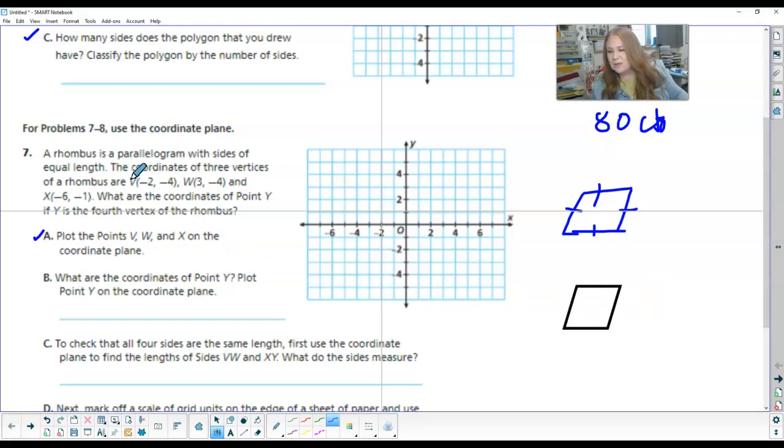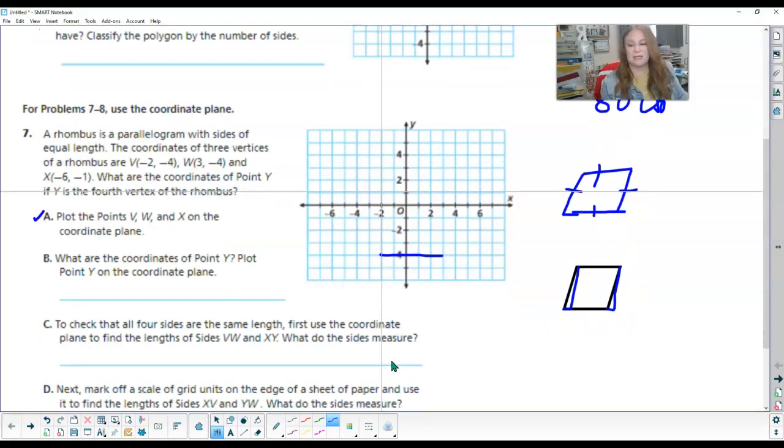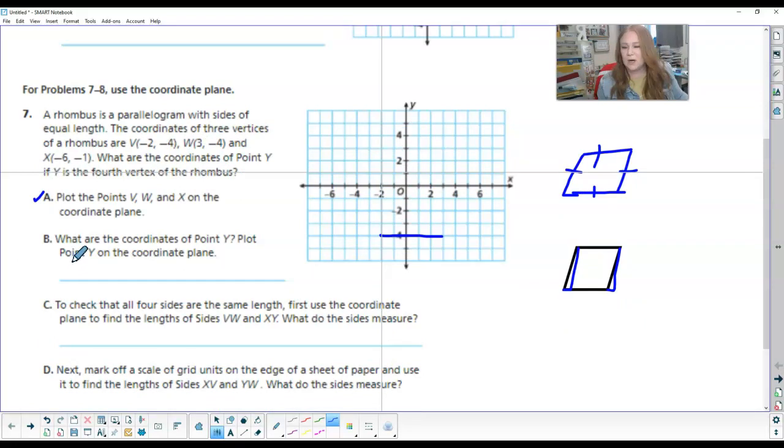So I'll help you get started. So V and W, -2, -4, and then 3, -4. So I can see that these are 1, 2, 3, 4, 5 apart. So that means that these should be 5 apart. These ones you're not going to be able to just count them because they're slanted, but it should go over, and then it should go up the same. This should go over and up the same. So your distances should still be the same. So find Y, and then check that all 4 are the same length.